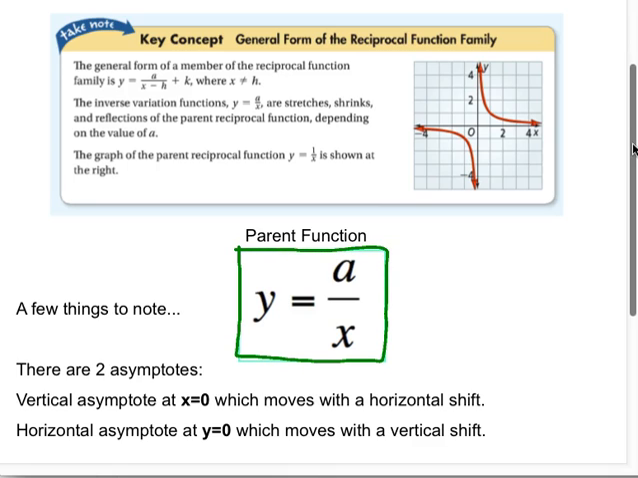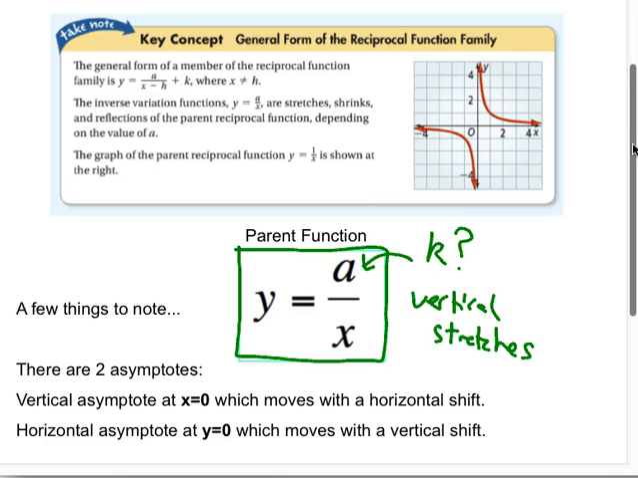Now you may be wondering, why am I using a instead of k? Well, it's because remember, in the language of transformations, a represents vertical stretches. So that's why we're not using k anymore. We're going to let a represent that vertical stretch, okay? So what do they look like?